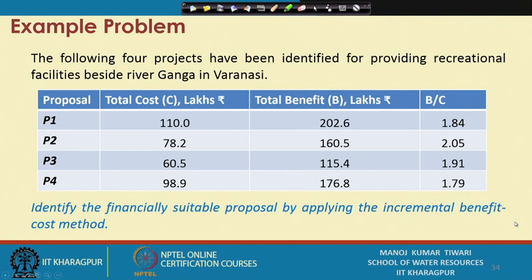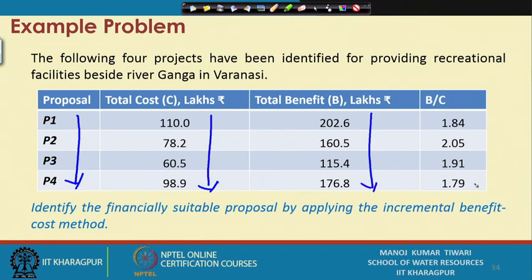Let us take another quick example of similar fashion. So, we have, let us say, 4 projects identified for providing recreational facilities beside river Ganga in Varanasi. The projects are listed as P1, P2, P3, P4. We have their total cost in lakhs of rupees, their total benefits and their benefit cost ratio.